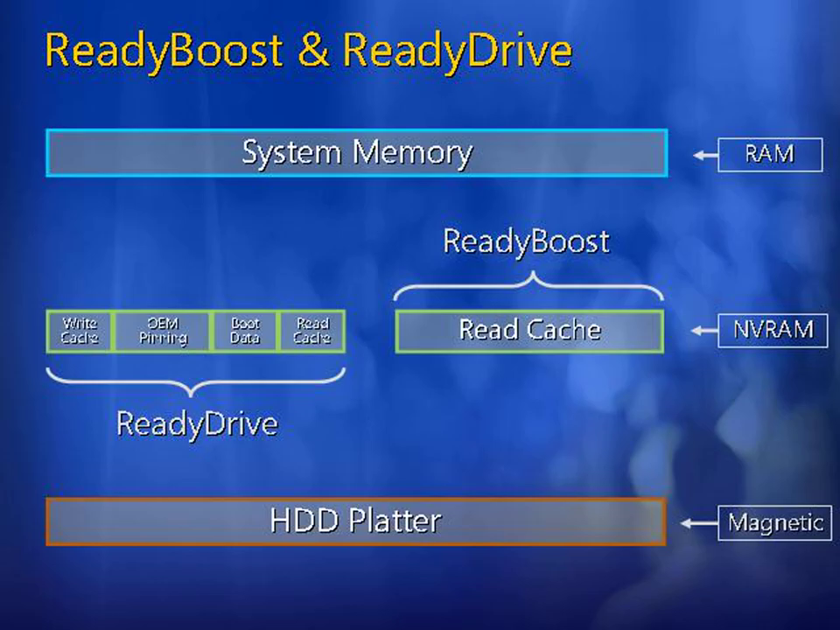ReadyBoost is a read cache. It's big, it's compressed, but it's not necessarily trusted across resume, state transitions, and other events. Ready Drive is a write cache that saves battery life, improves boot, and does have a little read cache. We can see in the future, as the caches on Ready Drive get larger and larger, we could use part of that flash as an actual ReadyBoost device. But for the first generation, they're separate.